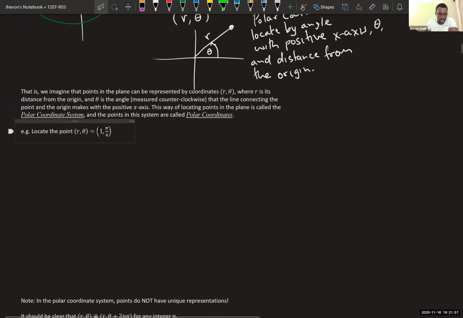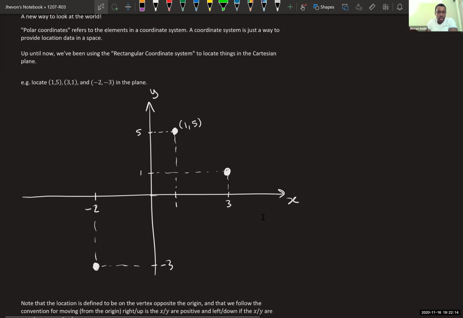And try to plot where you think the point 1 comma pi over 4 should be. Now, it's very important that you don't think of 1 comma pi over 4 as x and y. It's not. It's r and theta. Where would that be? In which quadrant? Etc. So try that for next time. We'll pick up with that on Thursday.